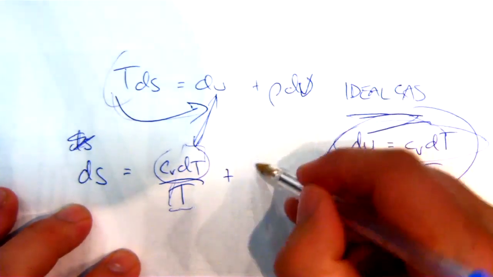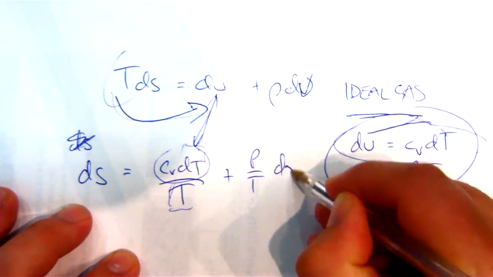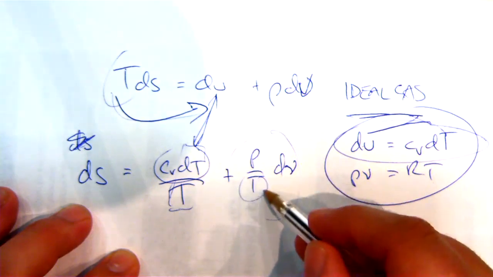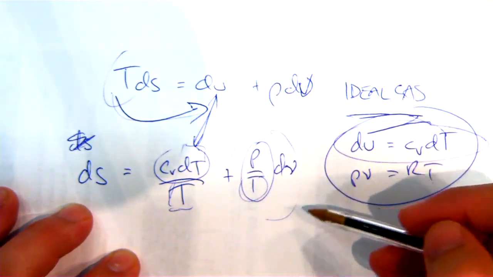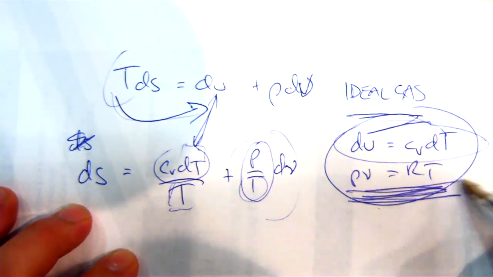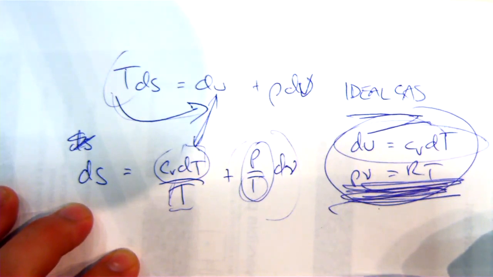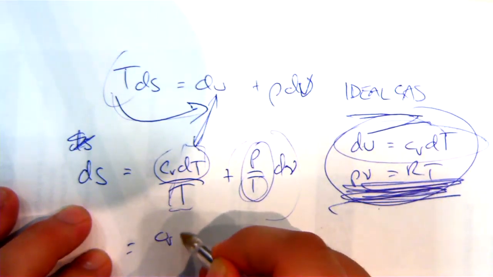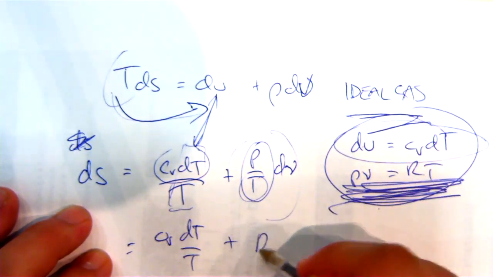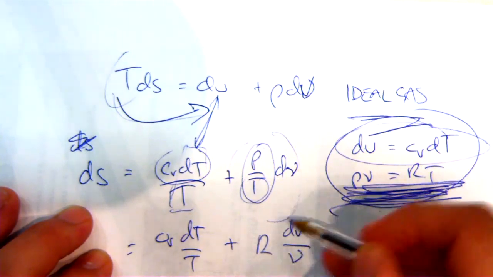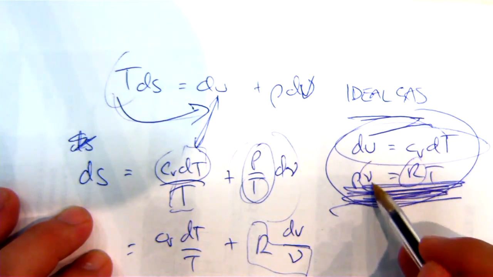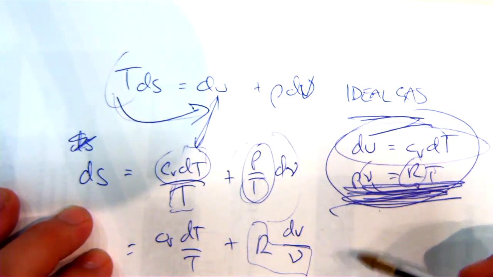Okay, now, this becomes P on T dV. I haven't played any games yet with this term. But my P on T is not something I can integrate with V. I need it in terms of V. And I can do that. CV dT on T plus R dV on V, which is to say, R on V. Bring the V over here, bring the T over here, P on T is R on V.